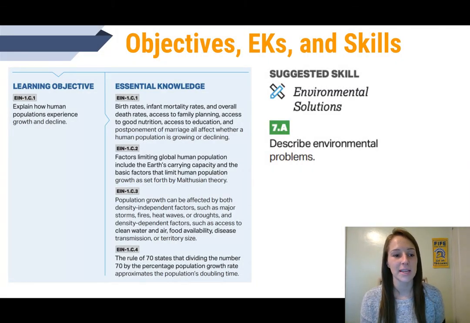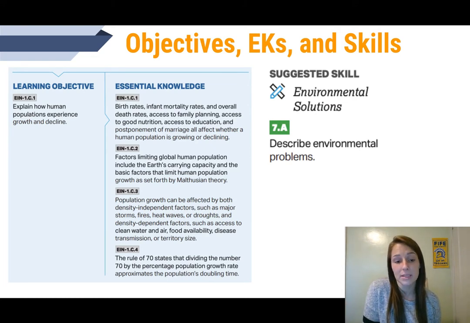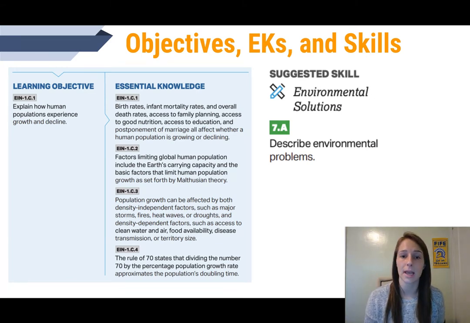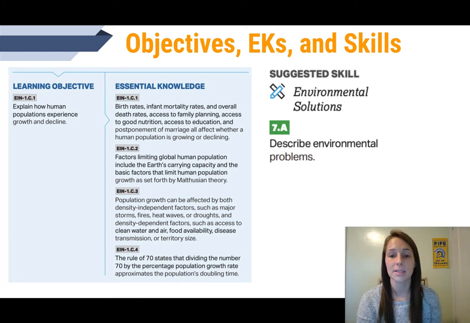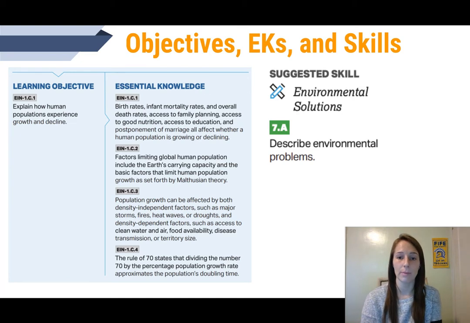And the learning objective for today is that you can explain how human populations experience growth and decline. We're going to talk about things like birth rates, infant mortality rate, death rates, and different developed and undeveloped components that can play into this, such as the affluence of the country. We're also going to talk about the human carrying capacity and things that impact this for the whole world. We're going to talk about some different equations that we can use to calculate growth rates and how long it's going to take for populations to grow at a certain amount. And you're going to practice the suggested skill of describing environmental problems.